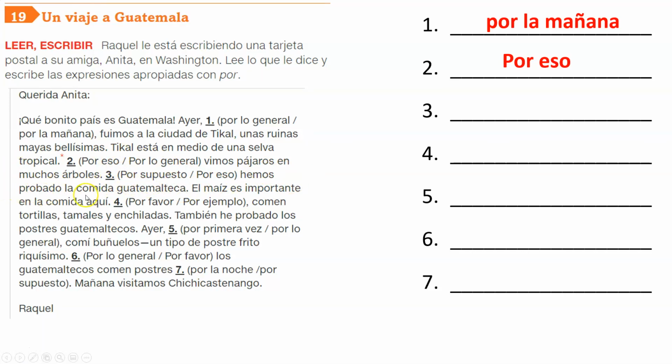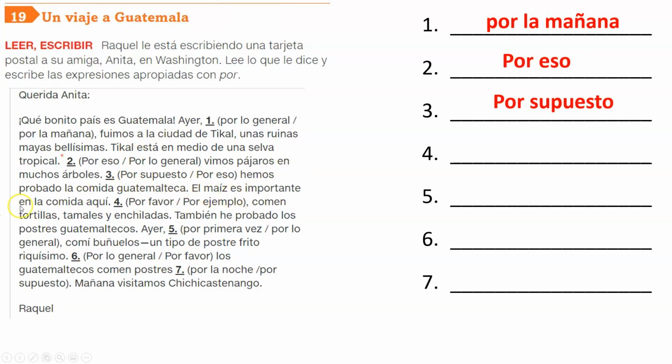Blank, hemos probado la comida guatemalteca. So, either because of that, we've tried Guatemalan food, or of course we've tried Guatemalan food. Of course we've tried Guatemalan food. Por supuesto, hemos probado la comida guatemalteca.